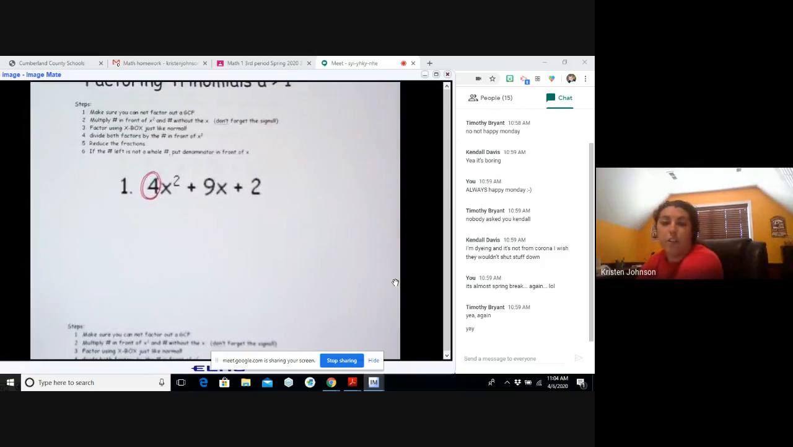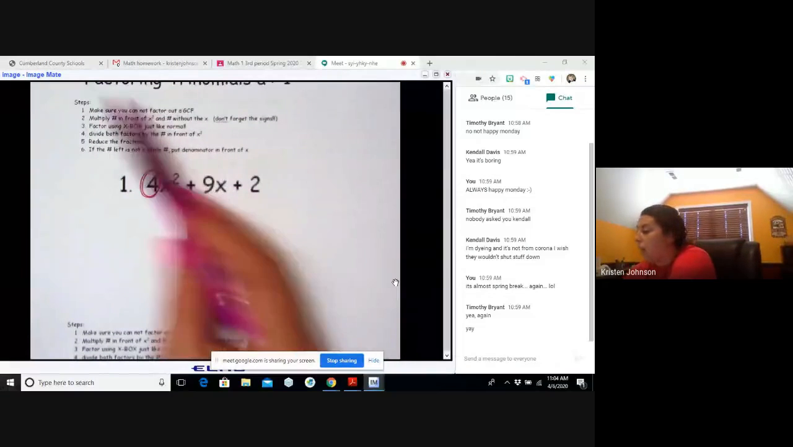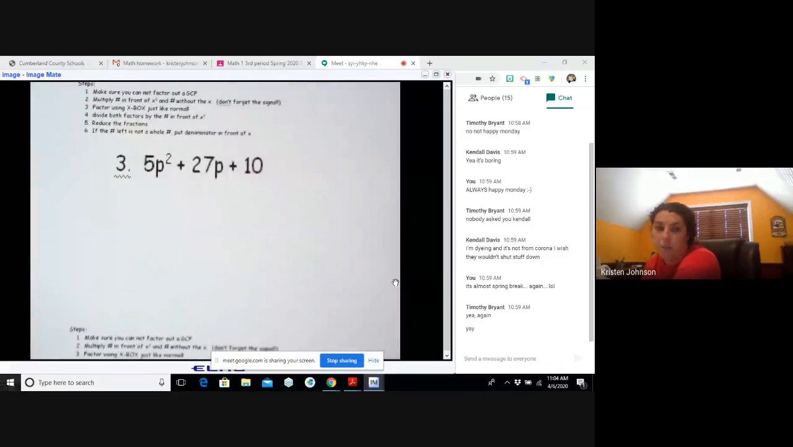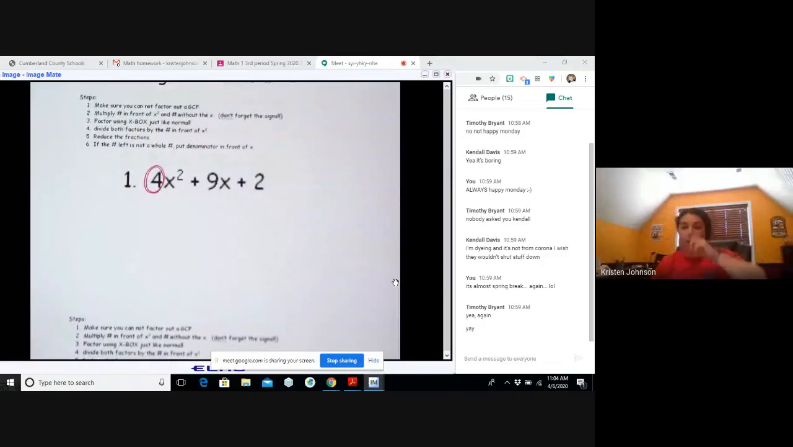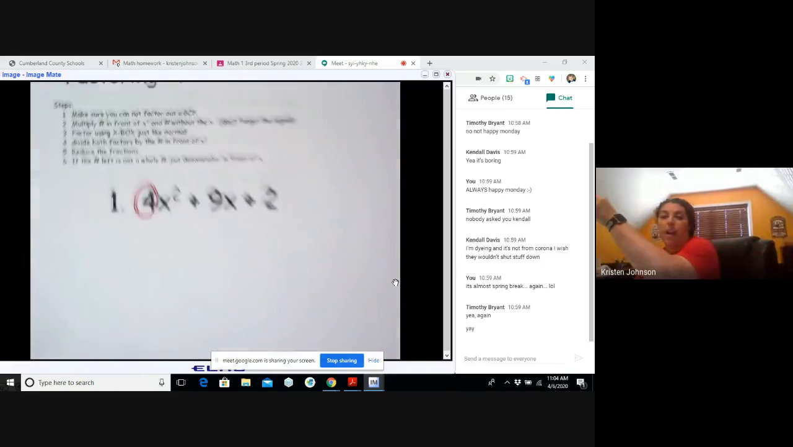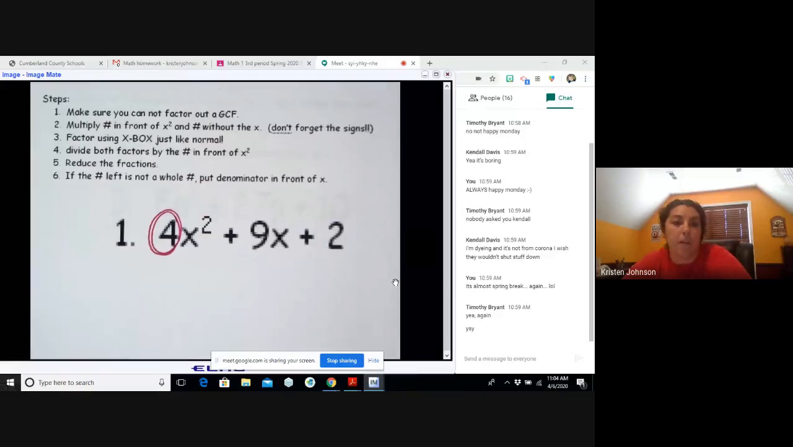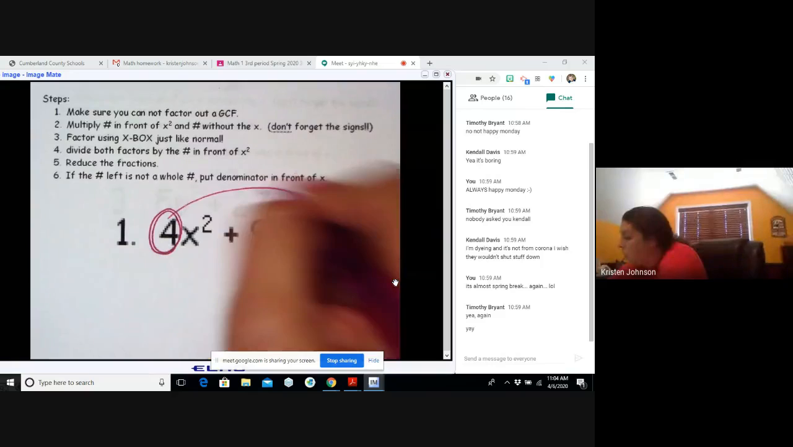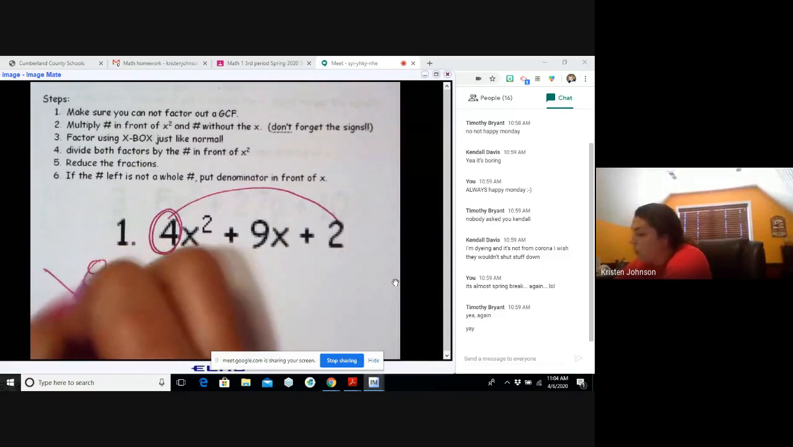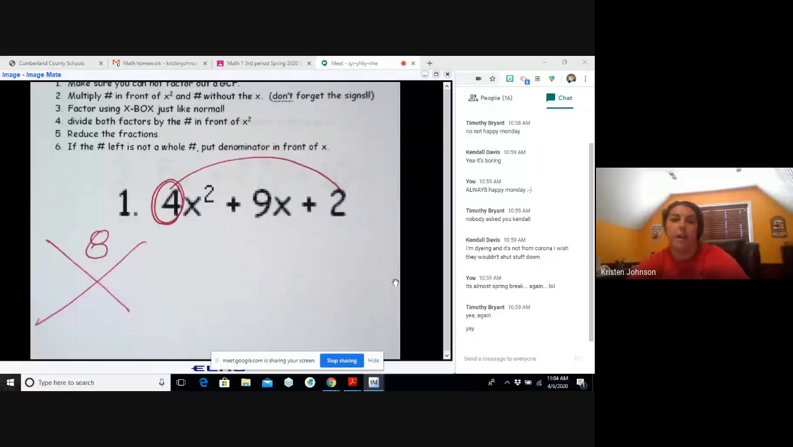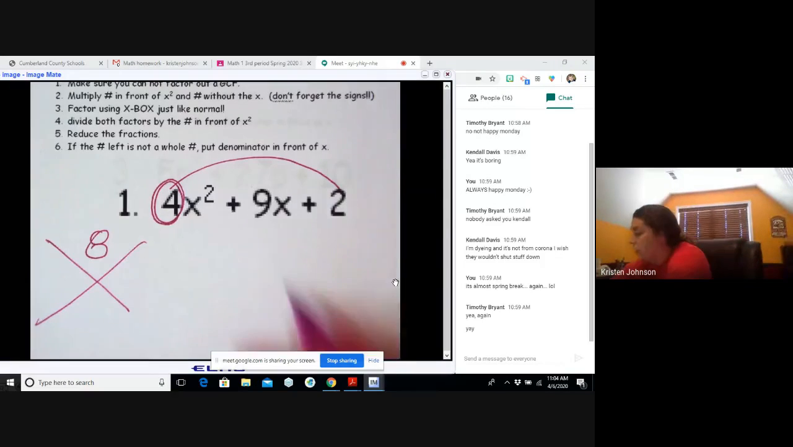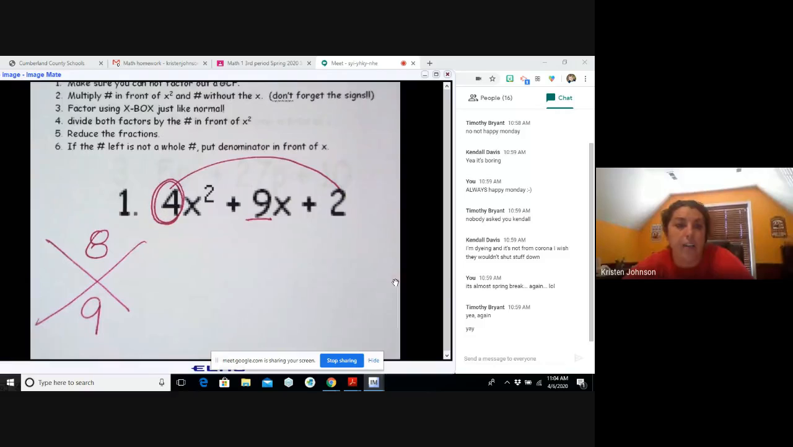First and foremost, I'm always going to look for the GCF. Now, these steps that I have typed here, I have them typed on all of my pages for a while and then they just kind of go away. That's kind of a checklist for you. So I'm going to start at step 1. Let's make sure we cannot factor out a GCF. There is, in fact, no GCF between 4, 9, and 2. Step 2 says multiply the number in front of x squared and the number without the x. Don't forget your sign. So we're going to multiply 4 times 2. That's what's going to go in the top of our X, and the middle number is going to go into the bottom. Step 3 is factor using our Xbox just like normal.